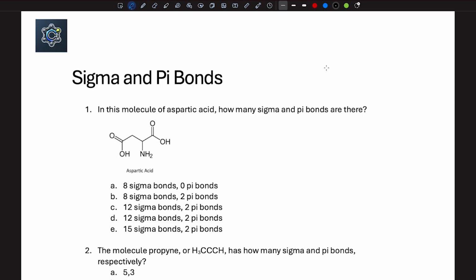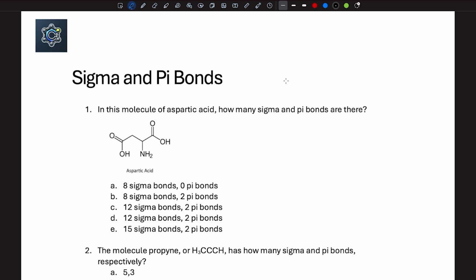In this video we're going to be going through the sigma and pi bonds worksheet. If you haven't had a chance to check this worksheet out, it should be in the description below, as well as the answer key. And if you haven't had a chance to watch the instructional video explaining sigma and pi bonds, that should also be in the description below. Make sure to check those out.